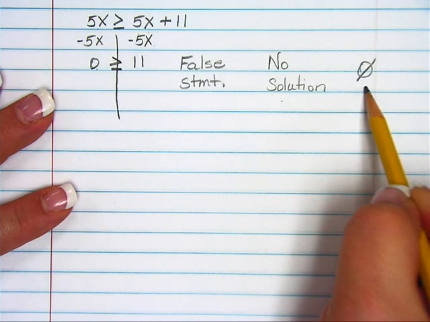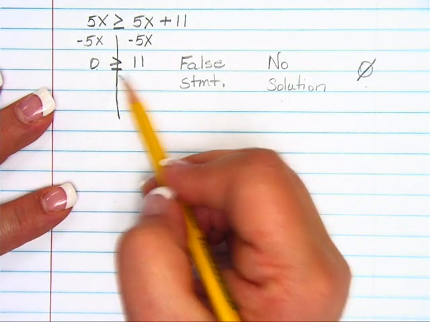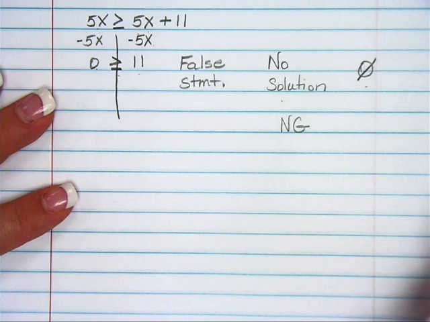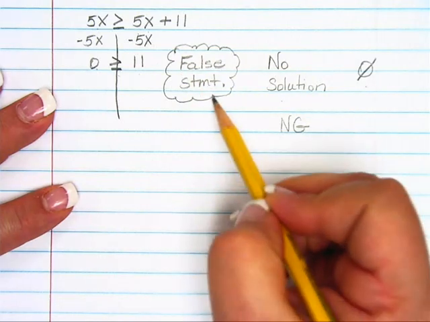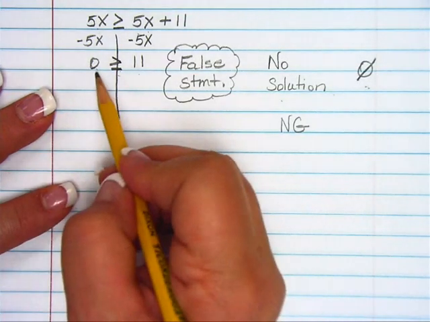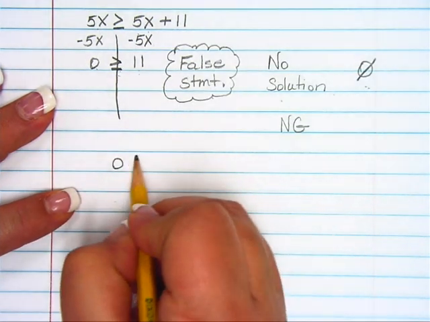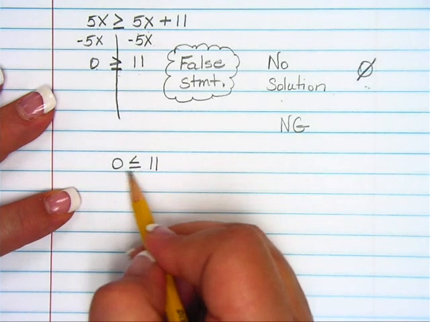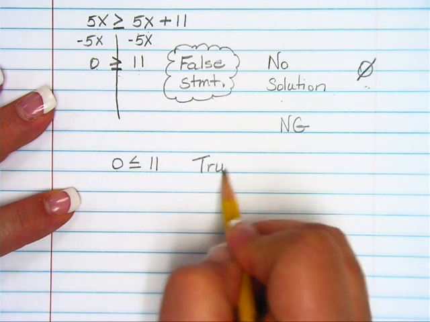Now, how do we graph such a thing? Well, you can't. There's no graph. You cannot graph anything that says 0 is greater than or equal to 11. So you would just say no graph, NG. So if your inequality makes a false statement at the very end, then you have no solution or empty set. Now, what if this had been the other way around? What if you'd worked through a problem and it ended up saying 0 is less than or equal to 11? Okay? That is a true statement. 0 is always less than or equal to 11.